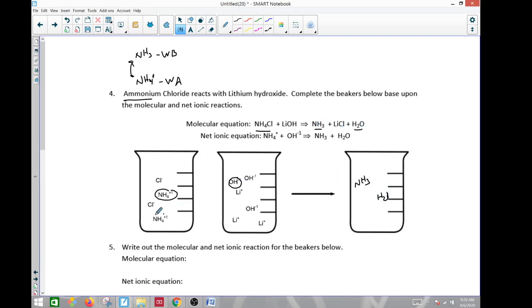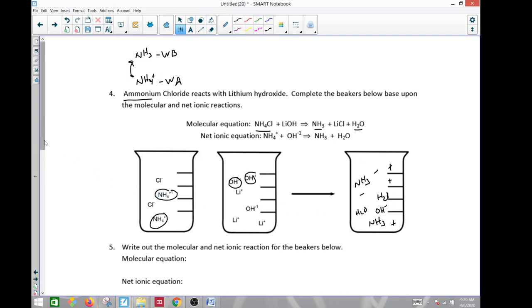Okay, and then this guy here grabs onto this guy here, and we form NH3, and of course a water. And then we've run out of ammonium chloride. Everything else is just left to hang out and watch. Chlorides, we got cations, 1, 2, 3 lithiums, and I have an excess hydroxide ion. Positives and negatives match, we're good to go.